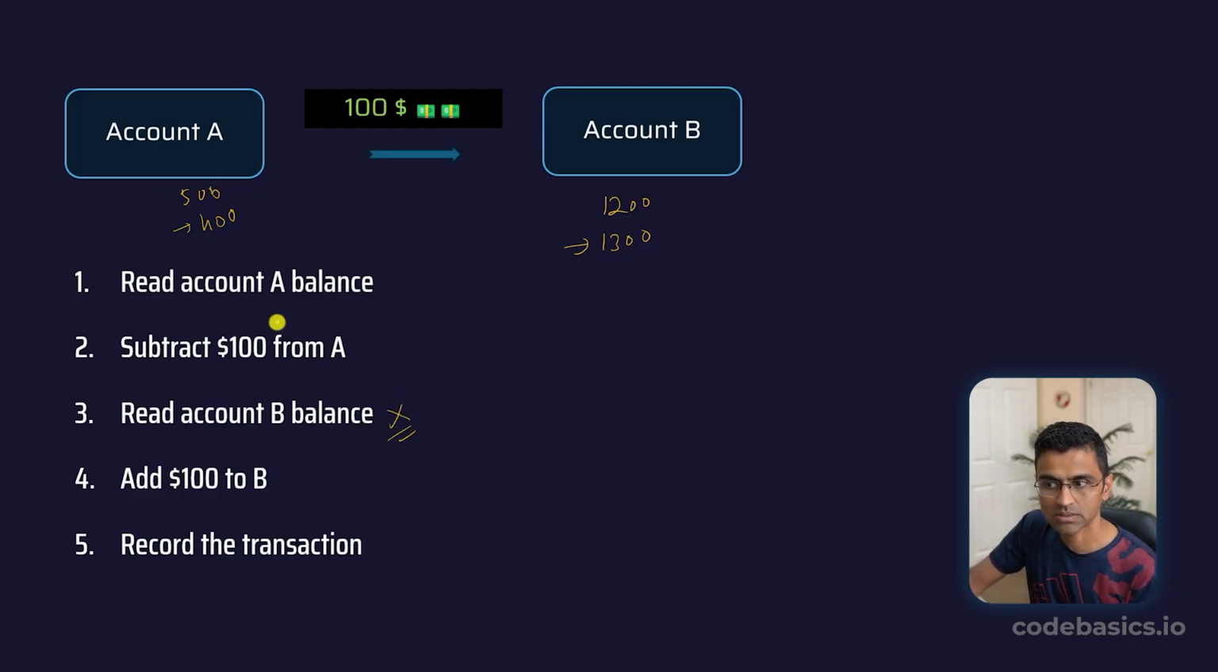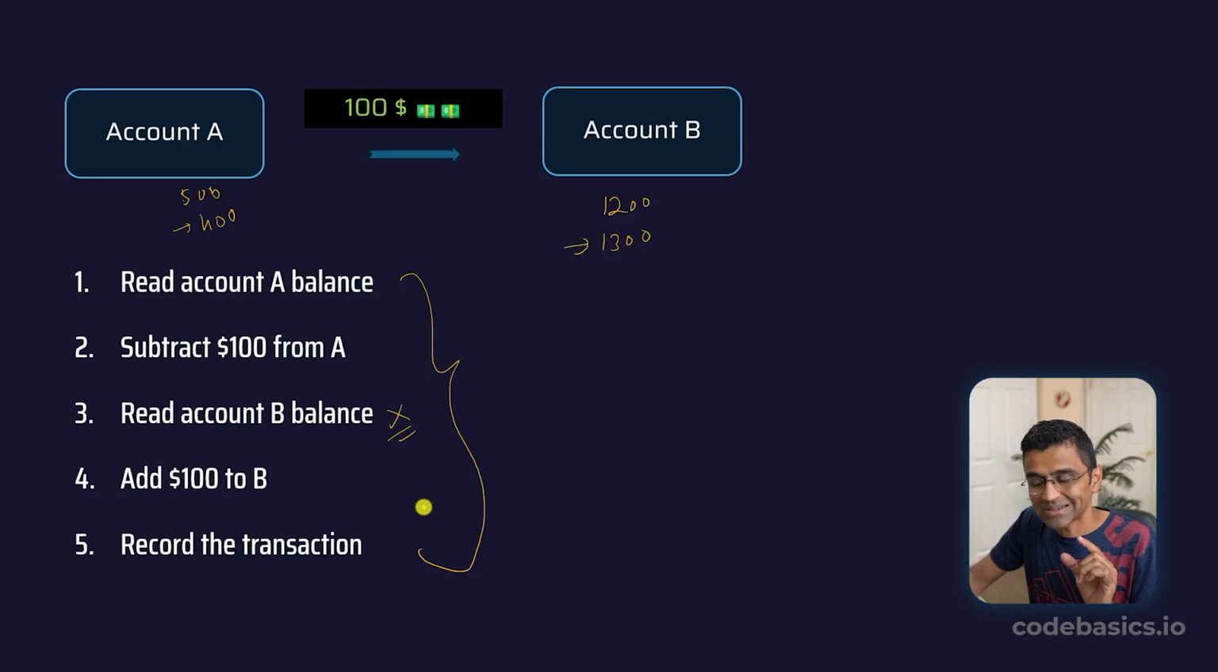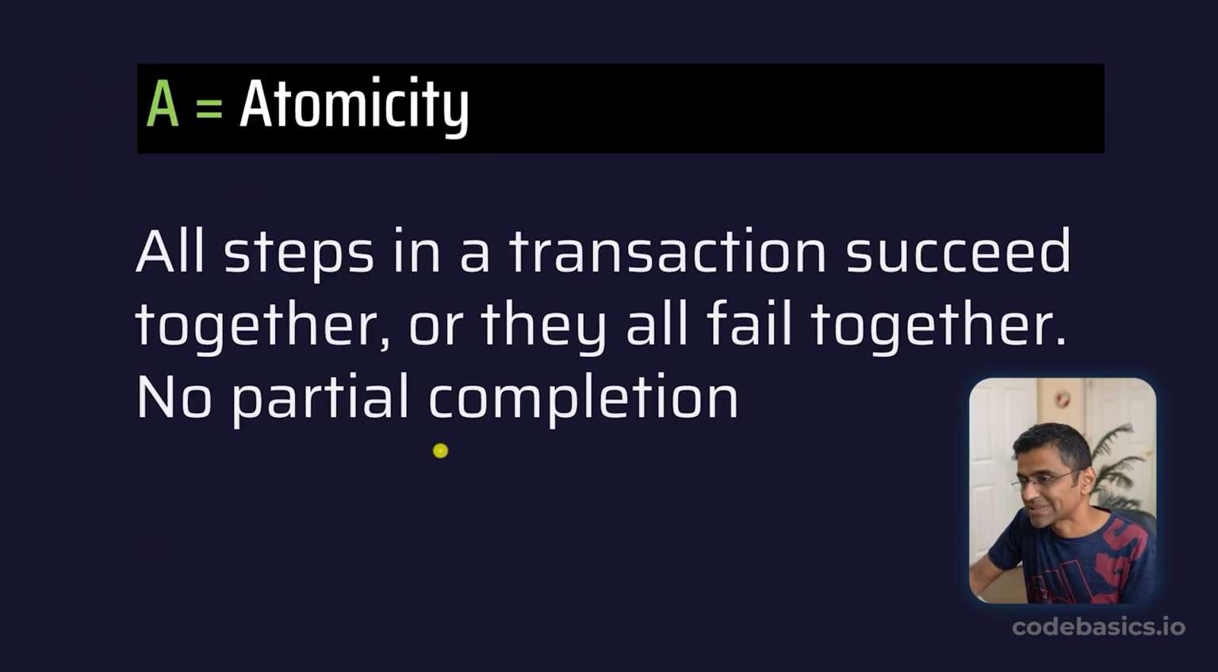If you are doing this step by step, this will have 400 because it's subtracted, but it did not add $100 here. So where did $100 go? In the air? It is inconsistent, right? So either all these steps should succeed or they all should fail. So that is called atomicity. Atomicity means all steps in a transaction should succeed together or fail together. There shouldn't be partial completion.